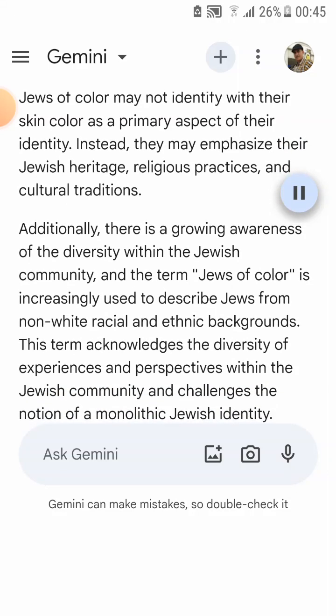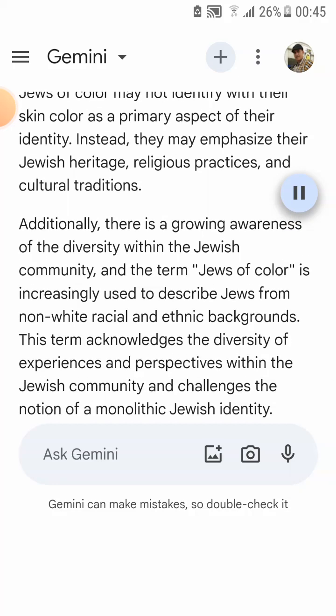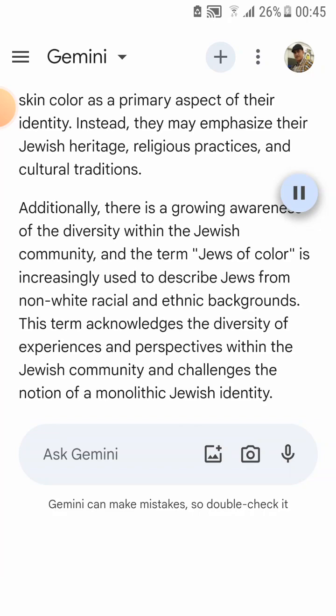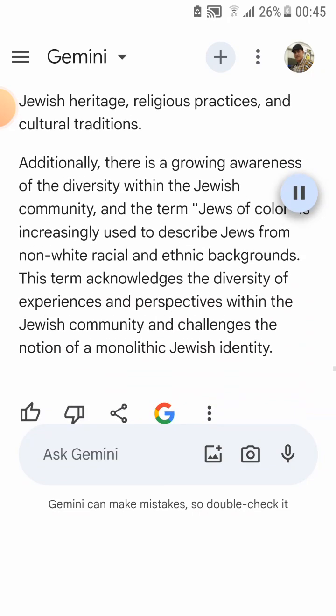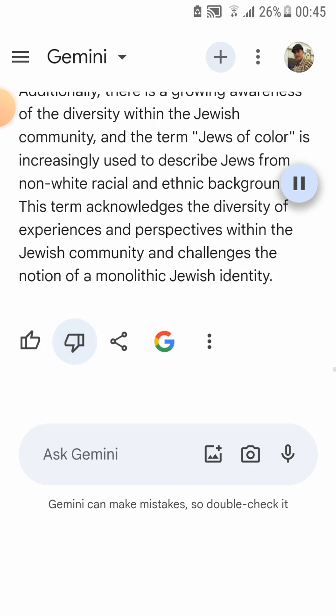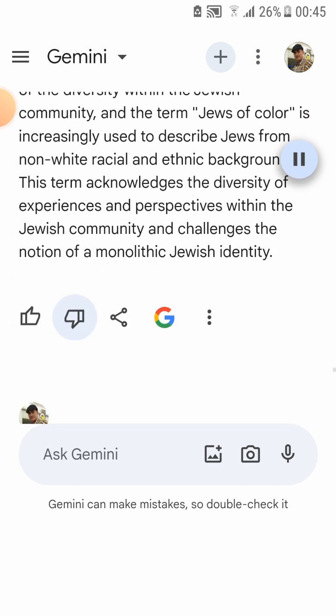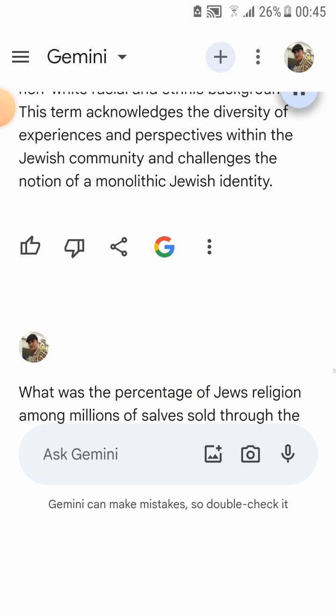Instead, they may emphasize their Jewish heritage, religious practices, and cultural traditions. Additionally, there is a growing awareness of the diversity within the Jewish community, and the term Jews of color is increasingly used to describe Jews from non-white racial and ethnic backgrounds. This term acknowledges the diversity of experiences and perspectives within the Jewish community and challenges the notion of a monolithic Jewish identity.